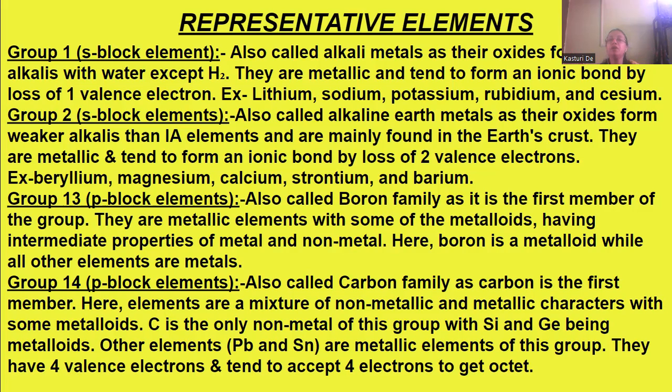Of the group 13 elements, boron is the first member of the group. That's why this group is named the boron family. There are metallic elements as well as metalloid elements. Metalloid elements have the properties of both metals and non-metals mixed together, that is, intermediate properties of metals and non-metals. Boron is a metalloid, while the other elements of this group are metals.